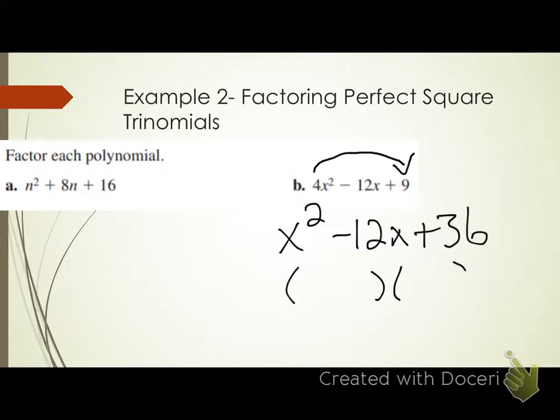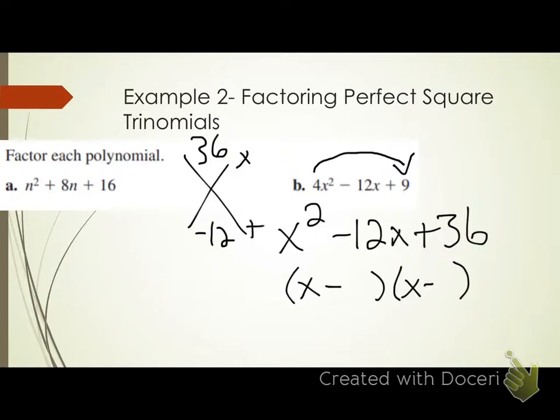Two sets of parentheses with my variable. My signs are minus plus, so I know my signs are going to be minus minus. And now I'm creating my x puzzle. 36 goes up top. Negative 12 goes downstairs. Looking for factors, numbers that multiply to give me 36 and add to give me negative 12. In this case, that'd be negative 6 and negative 6.